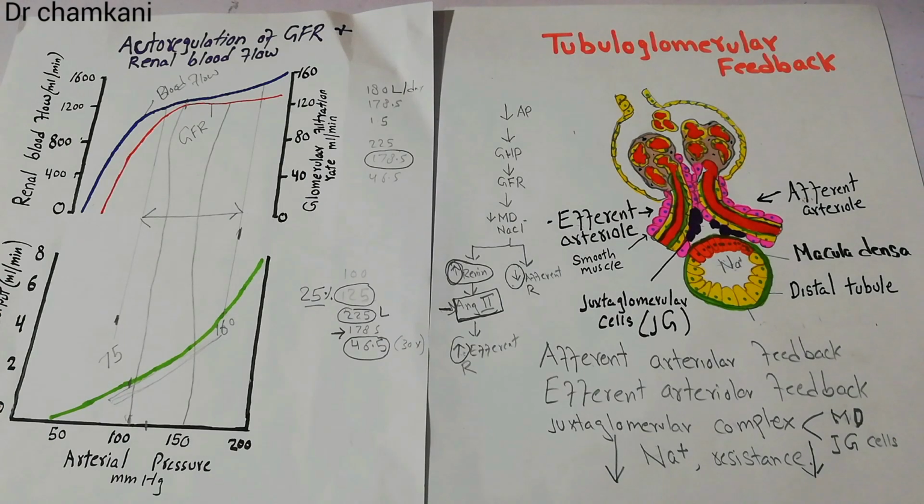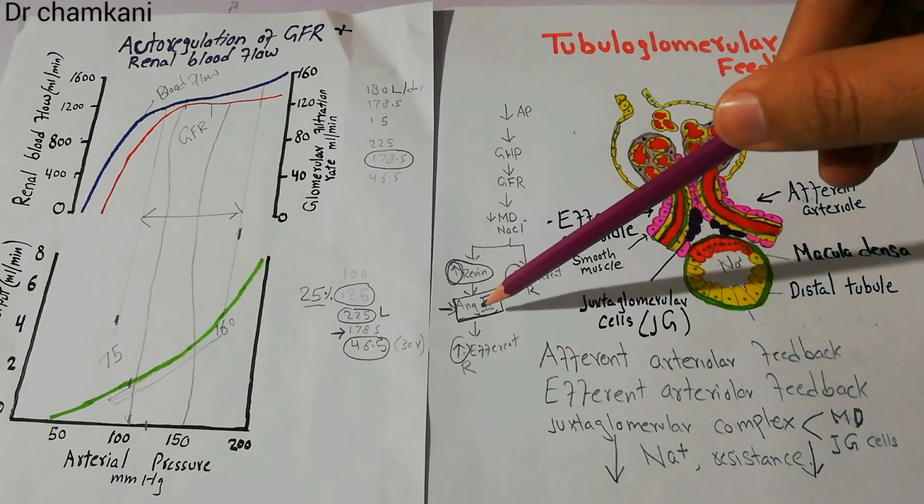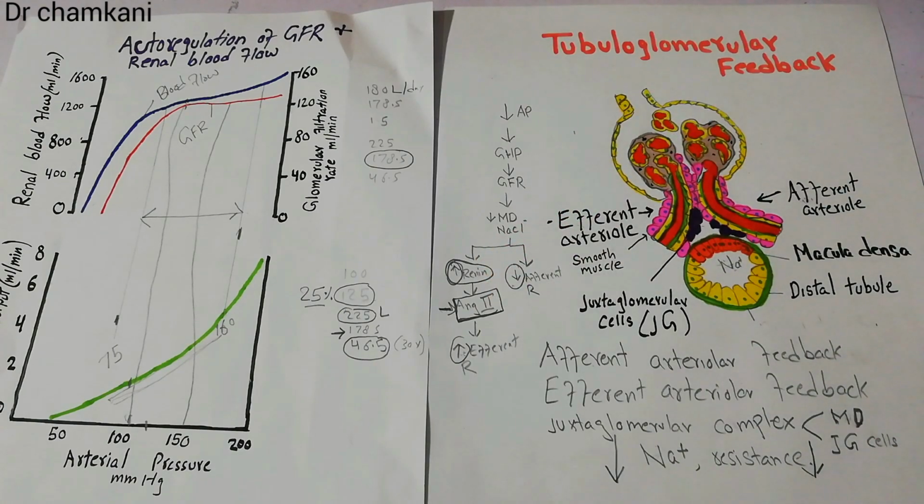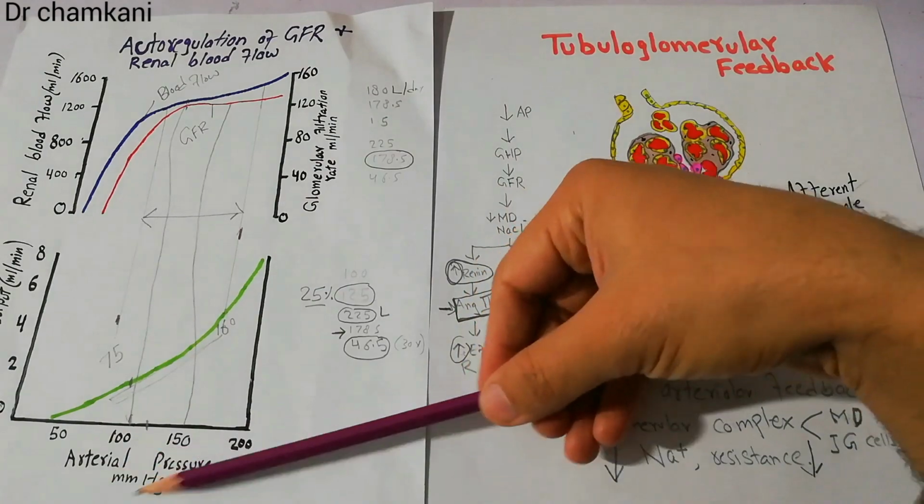So that's all about these macula densa cells, and in the next lecture we will see how different drugs used for the renin-angiotensin pathway can be used for treating high blood pressure and bringing down the arterial pressure.